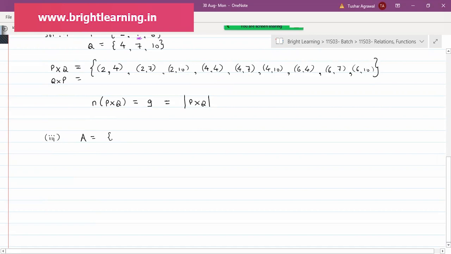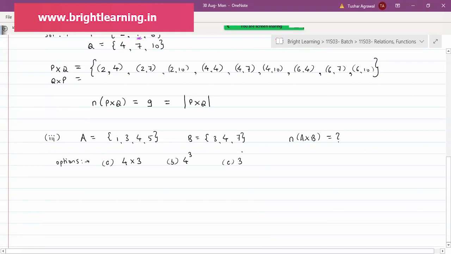A is equal to, let's see, {1, 3, 4, 5}, and B is equal to {3, 4, 7}. Options are: 4 multiplied by 3, 2 raised to 3, 3 raised to 4, 3 plus 4, and 5, NOTA, none of the above. Take your time, think, but it should be correct in one attempt only.